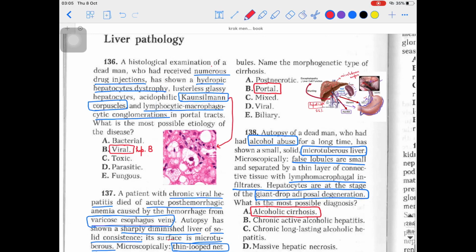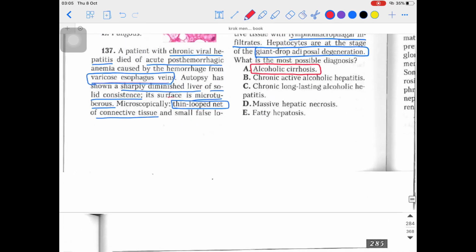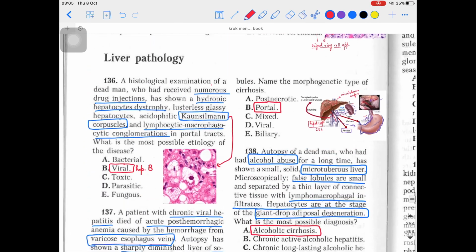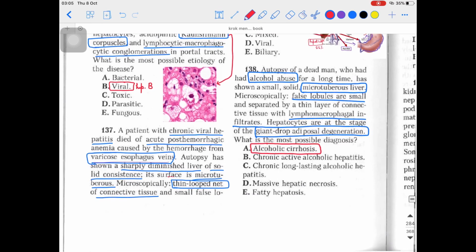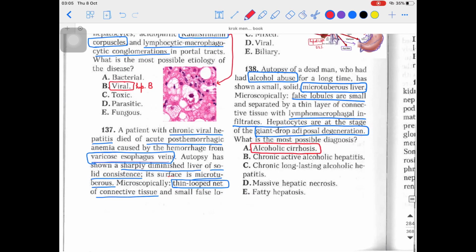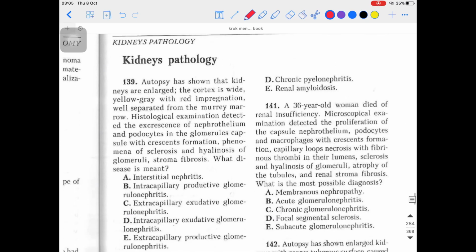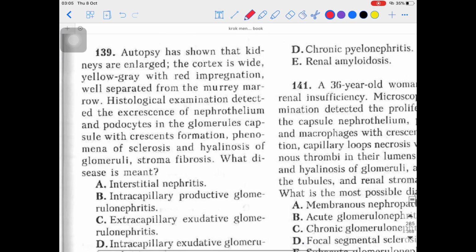Let's move on to the kidney pathology now. Liver pathology had these three questions, but they can be asked in a modified form, so you should have the concept basically. Moving on to kidney pathology now, question 139. Autopsy has shown that the kidneys are enlarged, the cortex is wide, yellow-gray with red impregnation, well separated from the medulla.